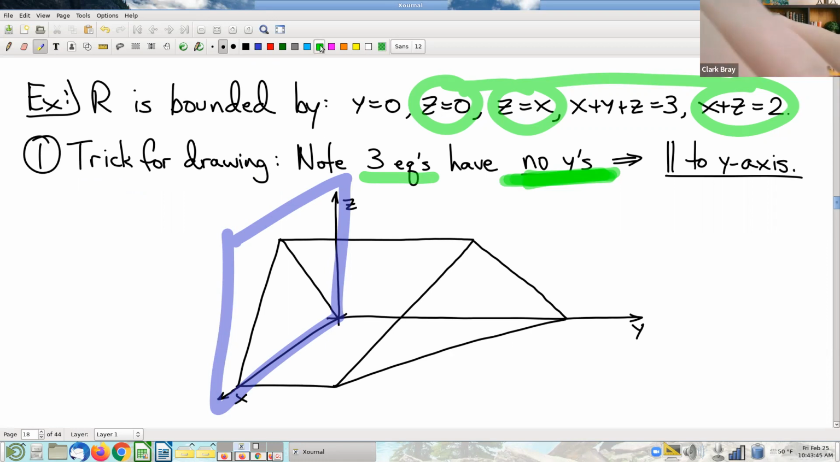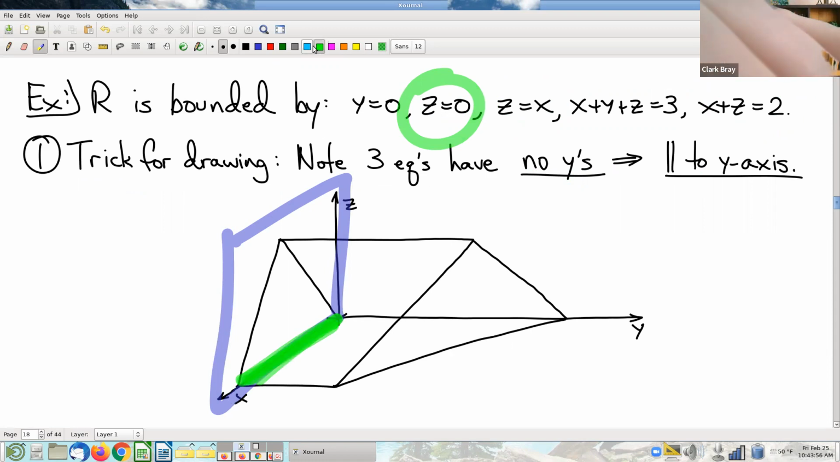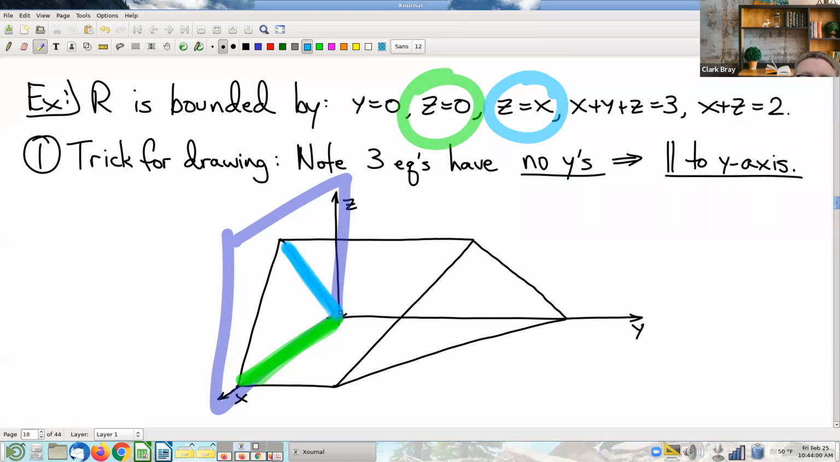So for example, let's see here, let me do it like this. z equals 0 is that in the xz plane. z equals x is that in the xz plane. And x plus z equals 2 is, well, something kind of like that in the xz plane. I can fairly quickly see I really only need these parts of these three curves.